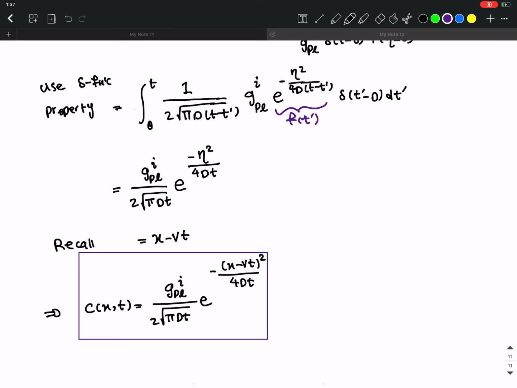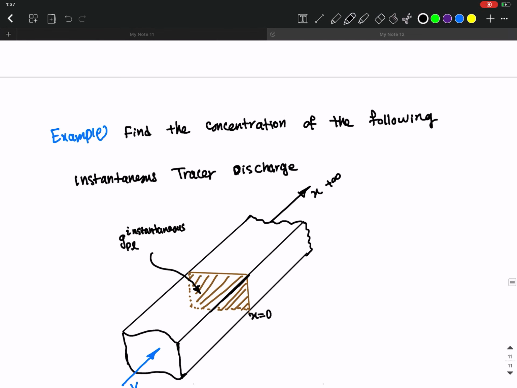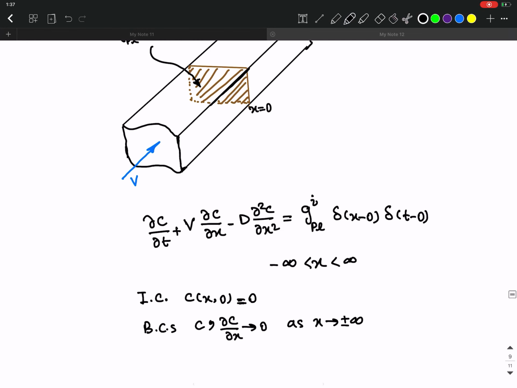So let me do it like this. Okay, so this is going to be my final solution for this problem, for this instantaneous tracer gas release, with this equation.